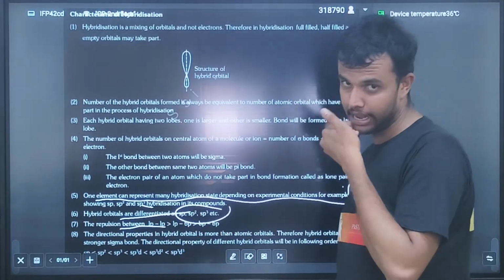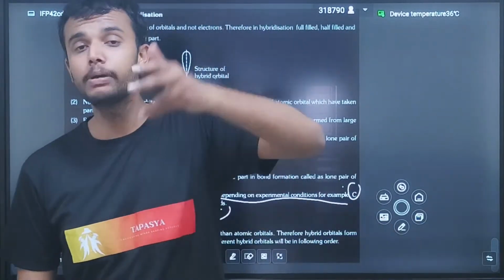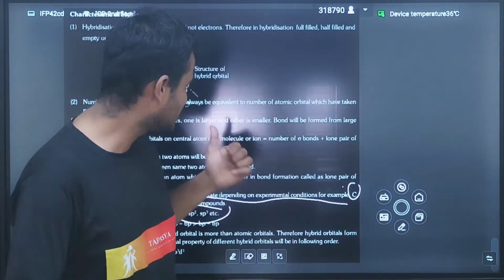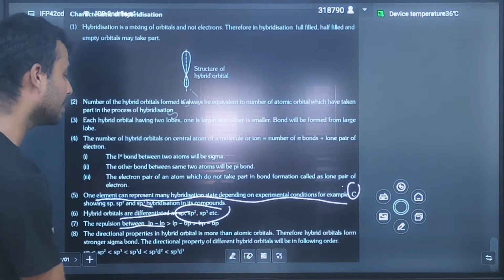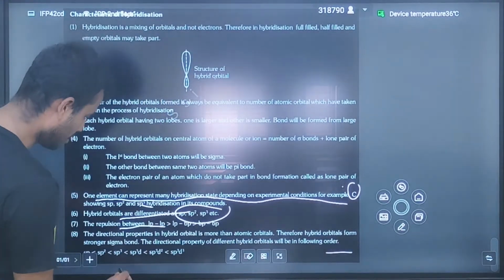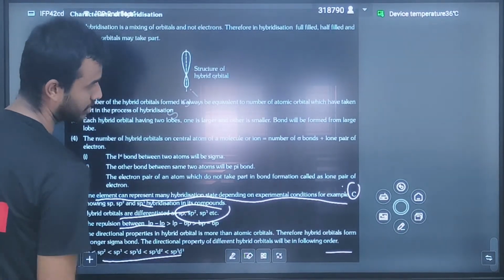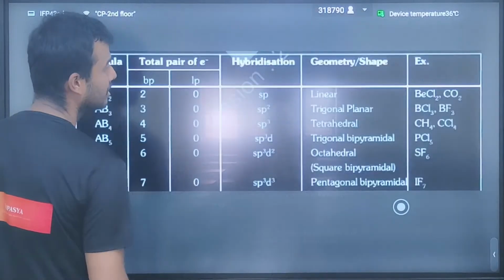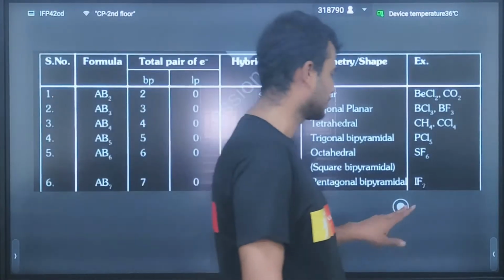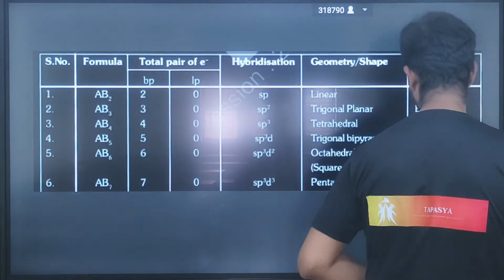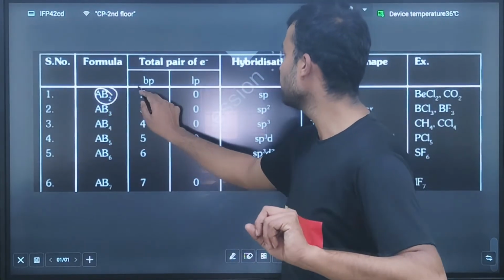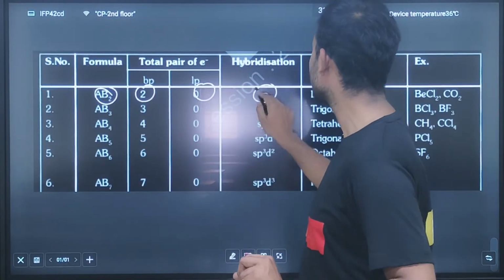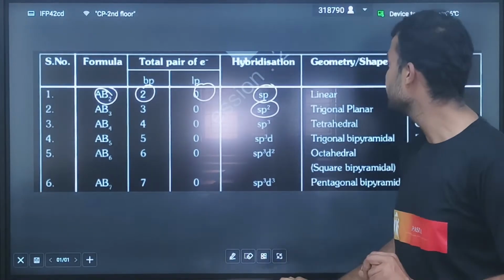Then this point is important, my dear students. The repulsion between lone pair is more, bond pair is less: lone pair-lone pair, lone pair-bond pair. This is VSEPR theory. Whenever I explain VSEPR, I will tell you. Then the different properties of different hybrid orbitals. Look here, this is the order: sp, sp2, and so on. I hope it's clear, guys. Look here, this is very important. If it looks like AB2, bond pair is 2, lone pair 0, then there is sp, sp2. Look only at the hybridization and this thing.